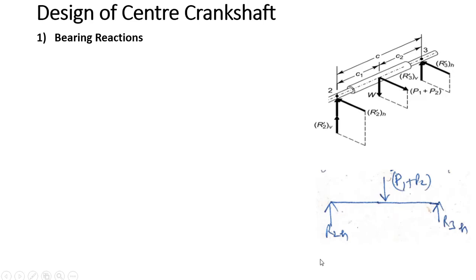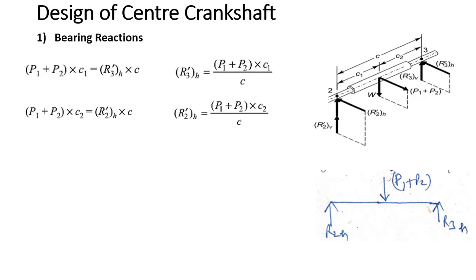Now next we talk about the horizontal force. When I talk about the horizontal force, the reactions are what? R2 dash H and R3 dash H. These are the two horizontal reactions. Actually we have a dash here, so R2 dash and R3 dash. Again the same procedure. It is again considered as a simply supported beam. So take the moment about this point, then it will be R3 dash into this distance, C, is equal to P1 plus P2 into C1. So simply you will get R3 dash H and R2 dash H likewise.